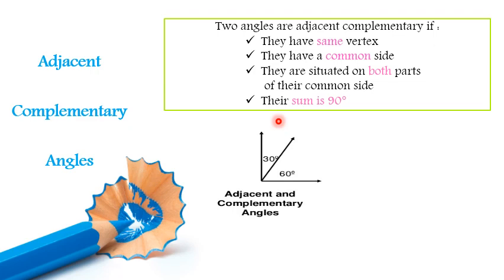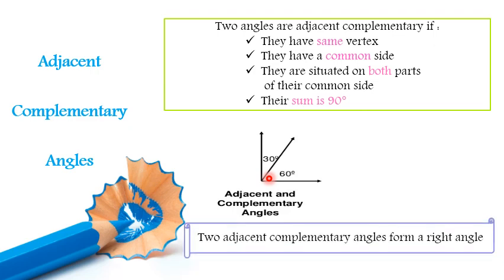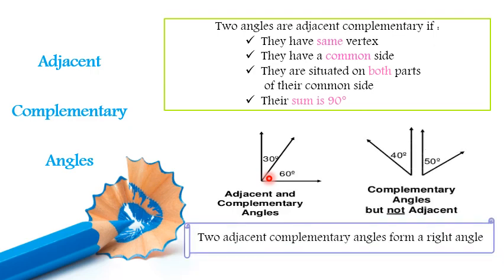Let's see an example here. They have the common vertex, a common side, and they are situated on both parts of the common side, on both sides, in both directions. And 30 plus 60 equals 90 degrees. Then yes, they are adjacent complementary angles. They surely have to form a right angle, which is equal to 90 degrees.